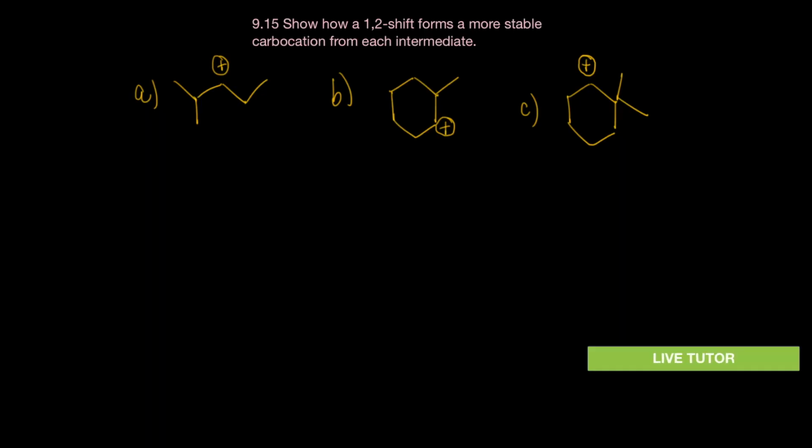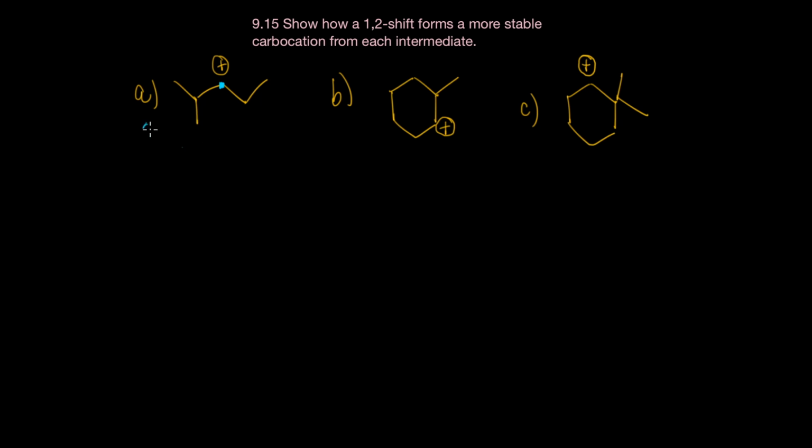Let's get started. In this problem, we're supposed to show how a 1,2 shift forms a more stable carbocation, and we're given these different intermediates. You want to take a look and classify the starting carbocation as primary, secondary, or tertiary. So here, we'll dot the carbocation, and it's bonded to 2 carbons. So we call that a secondary carbocation.